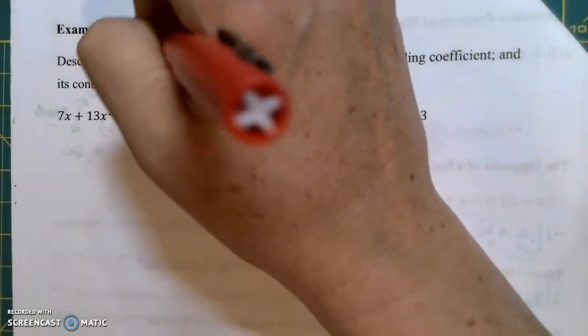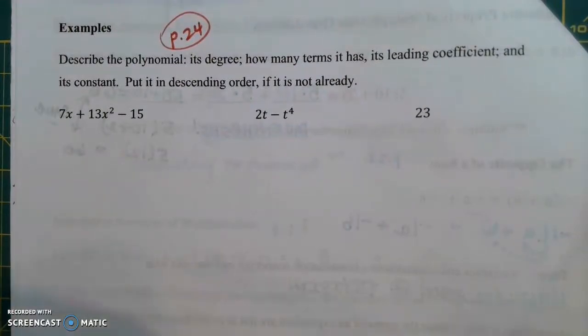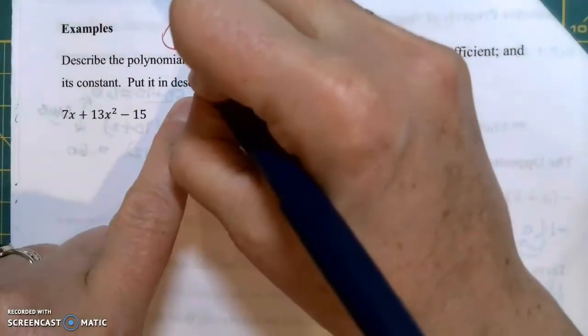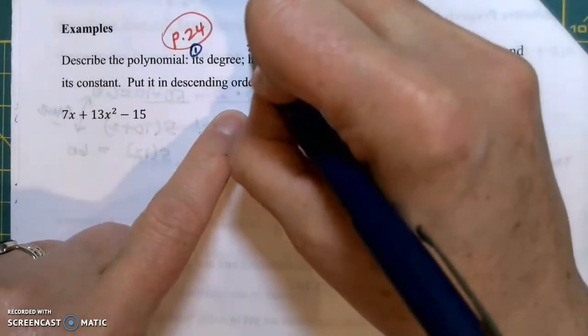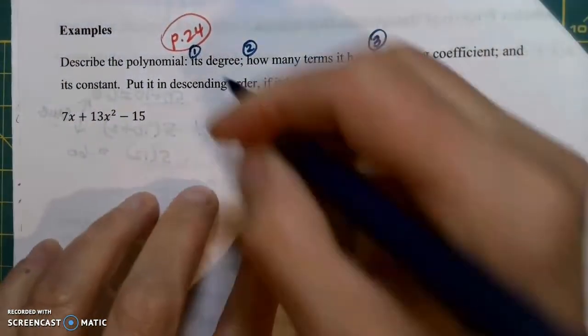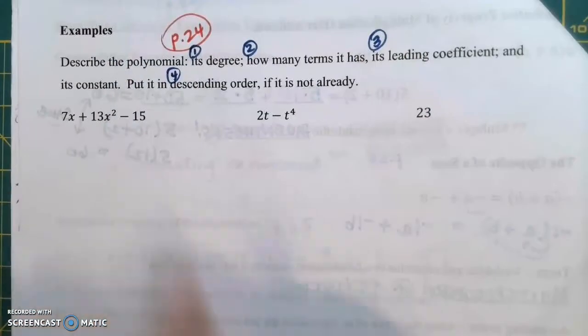All right, so flipping over to page 24, we are at the top of page 24, and we are going to be talking about some of those terms we were looking at earlier and making some descriptive determinations about the different polynomials that we have here. So a couple things I just want to point out. We're going to have its degree, how many terms it has, its leading coefficient, and also make sure that it is put in descending order.